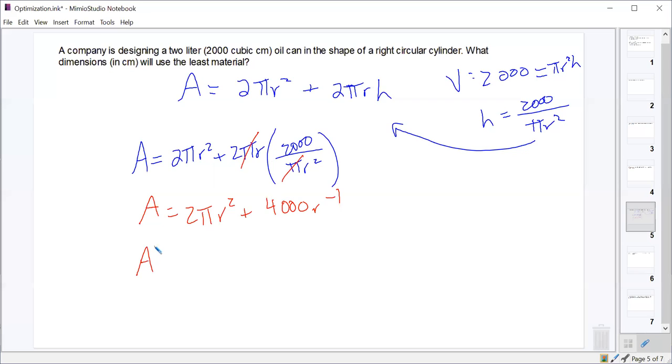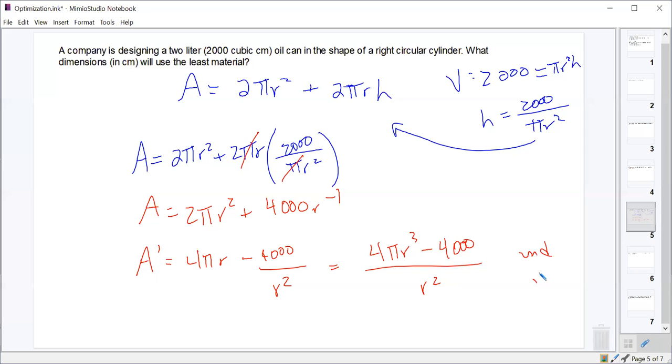So we'll say A prime should be 4 pi r, and then minus 4,000 r to the negative 2, or 4,000 over r squared, which gives us 4 pi r cubed minus 4,000 over r squared if we write it all with one common denominator. Good or no? Splendid. Great. All right. So we know that this is undefined if r equals 0, but that doesn't really make any sort of sense. We're not going to have a cylinder with a radius of 0, so we'll ignore that.